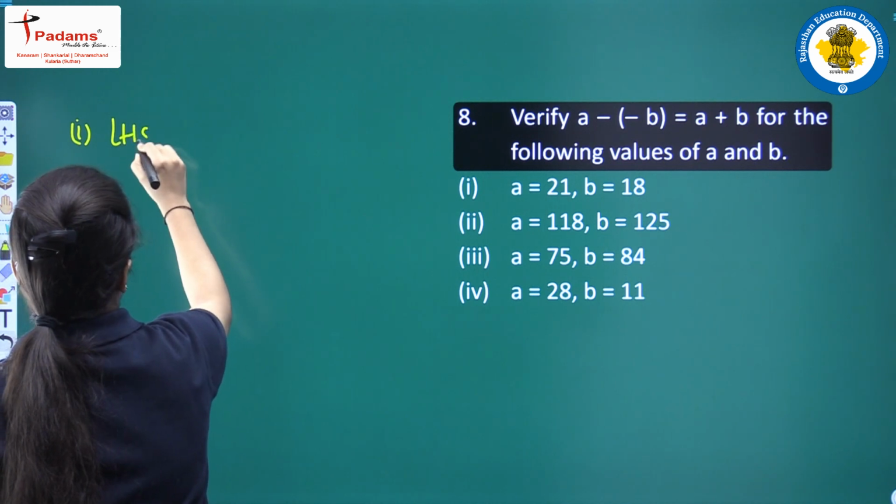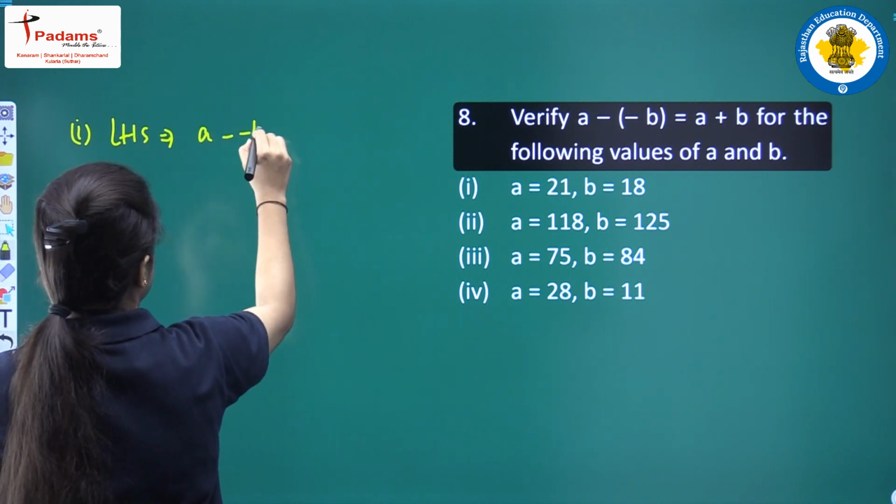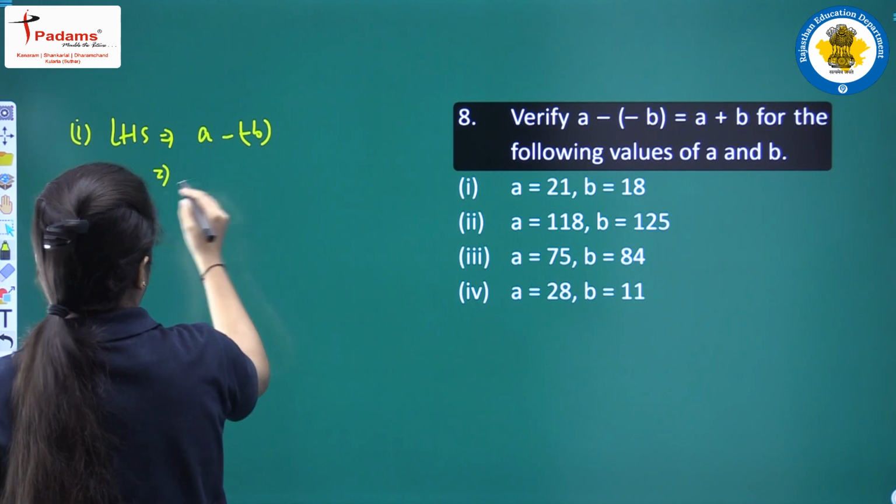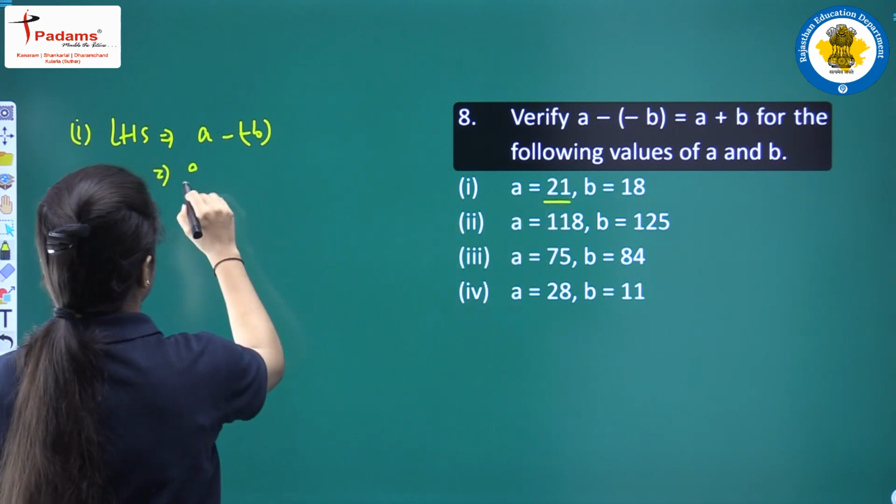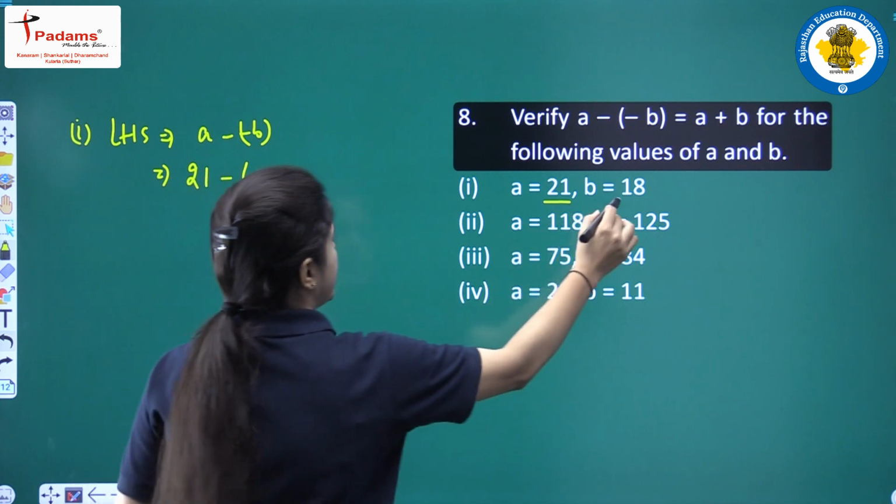Left hand side is a minus minus b. a is equal to 21 and b is equal to 18.